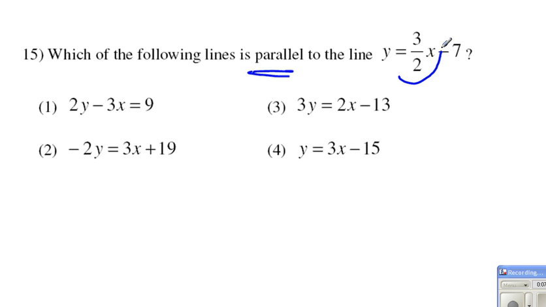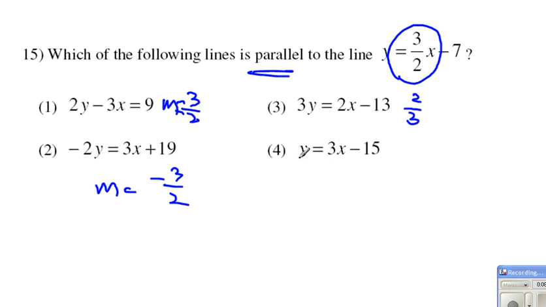Parallel means same slope. Who has 3 over 2 as a slope? Now bring this one over to the other side. They in fact have a slope of 3 over 2. Here, when you divide by negative 2, we end up getting a slope of negative 3 over 2. Here, when you divide, we end up getting a slope of 2 over 3. Then we realize parallel means same slope, which was choice 1.